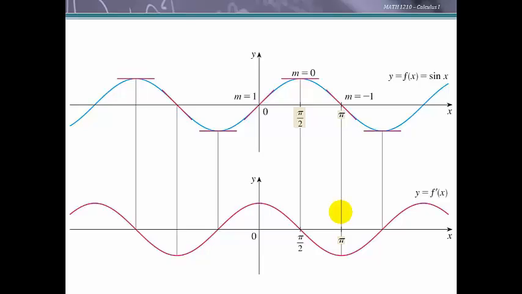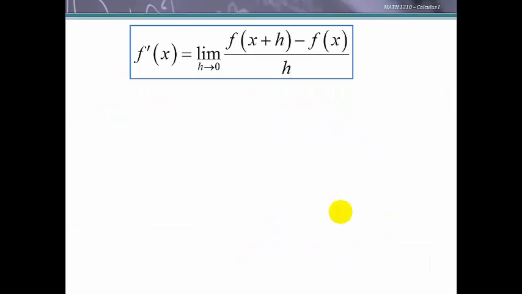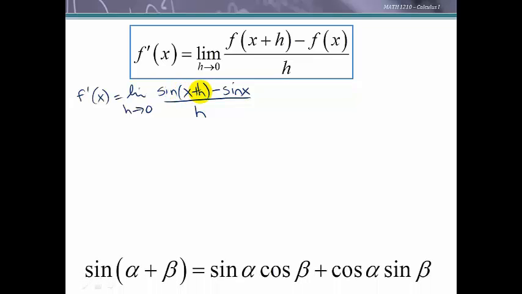Let's go ahead and actually figure that out from the definition of derivative. So we want to apply this definition to the sine function. We have the limit as h approaches 0 of the sine of x plus h minus the sine of x, all over h. We see right here we have the sine of a sum. If you remember from trig, the sum formula for sine is the sine of the first angle cosine of the second plus cosine of the first sine of the second.